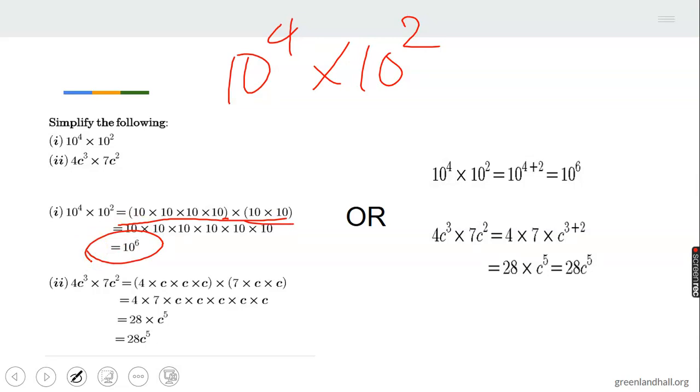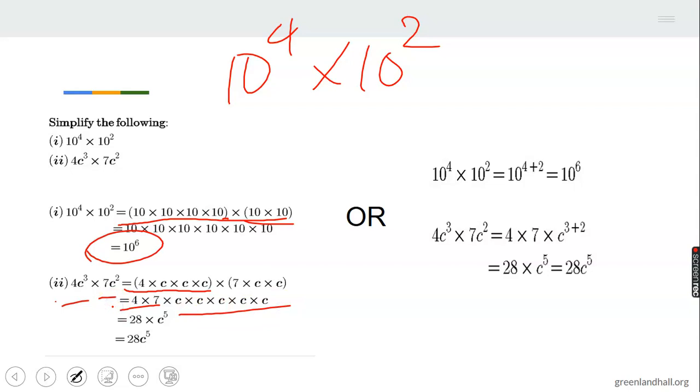The same thing when you have 4c raised to power 3 times 7c raised to power 2. You can see, just like we did in algebra, we have algebra containing both letters and numbers. Now look at what we have here. We use our long multiplication, that is 7 times c times c times c. That means we have c in 3 places, times 7 times c times c. Before you do that, always arrange the numbers first, followed by the letters.